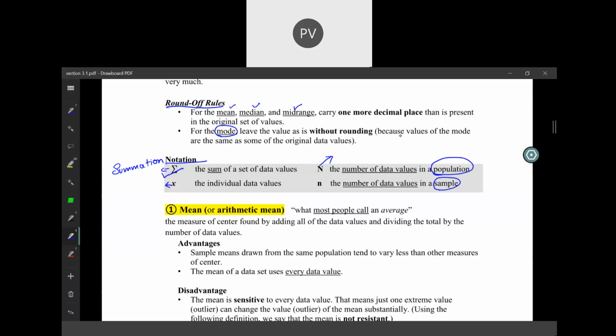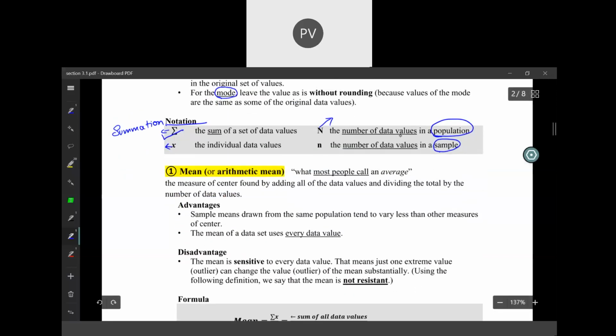Okay. Now, first one is mean. What is it? Most of the time, we call it average. So, for example, average of your test score, average speed, average time, etc. Right? So that average is nothing but mean. But in statistics, you are not supposed to call it average. You are supposed to call it mean.